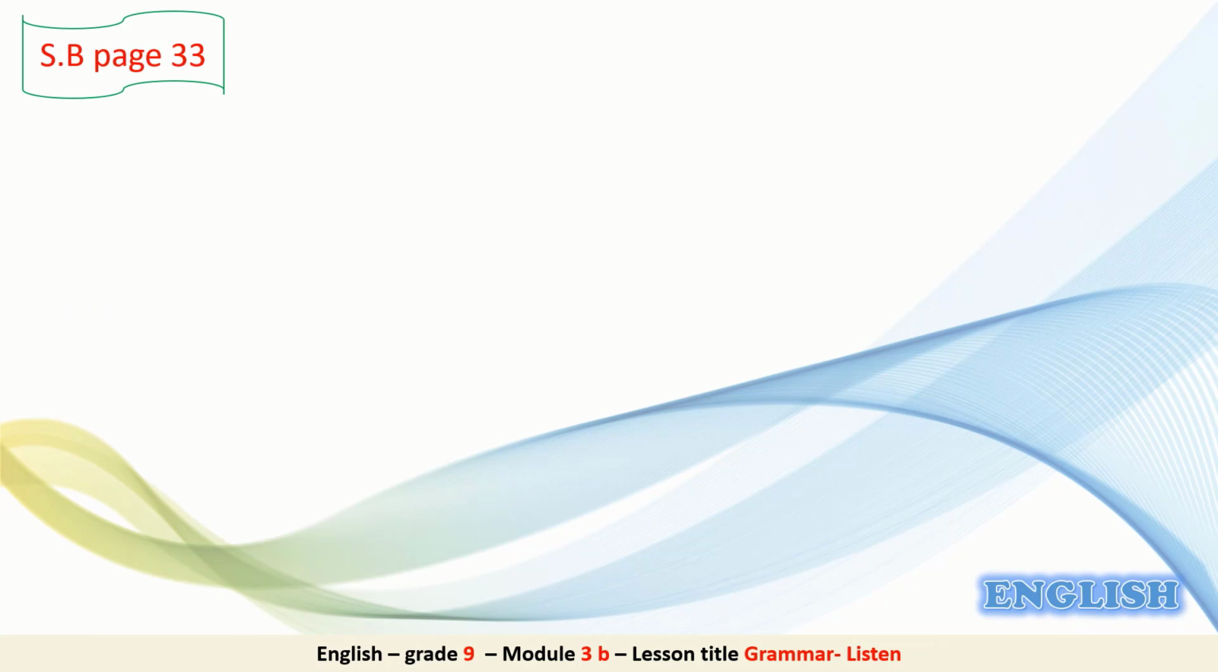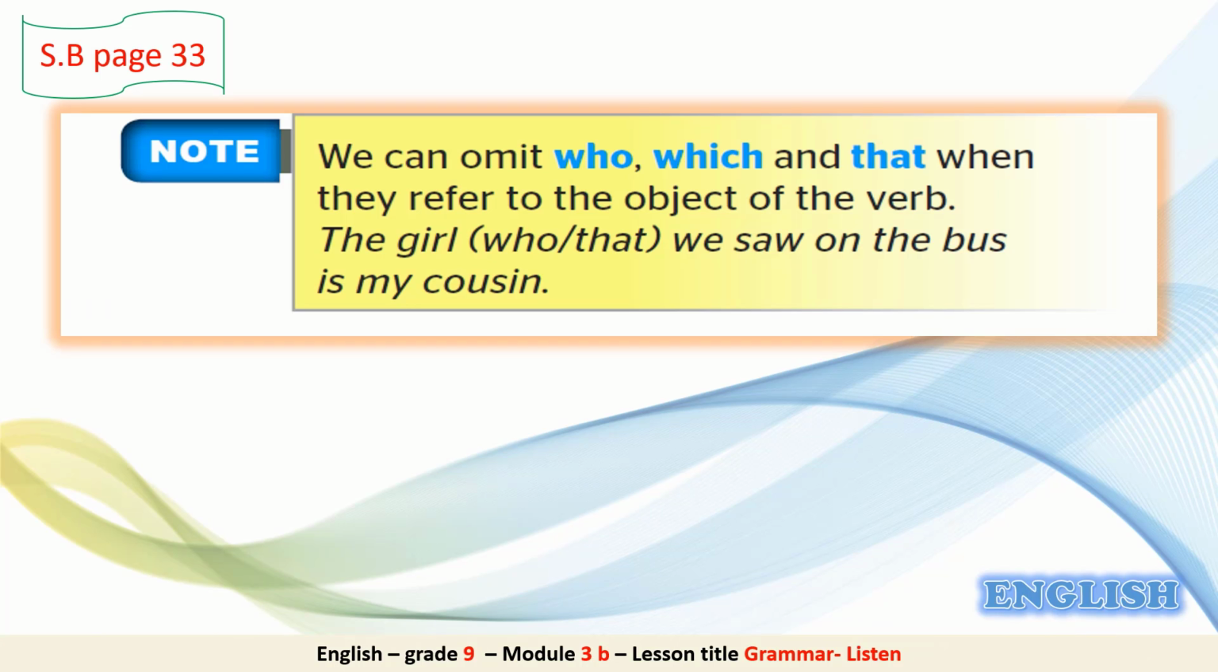Let's go back to students book, page 33, and have a look at this note. We can omit who, which, and that when they refer to the object of the verb. The object of the verb usually comes after the verb. Let's have a look at this example. The girl who or that we saw on the bus is my cousin. Here we can omit who and that. We can say, the girl we saw on the bus is my cousin. Why? Because the girl here is the object of the verb.